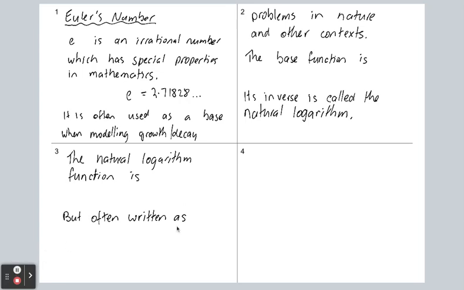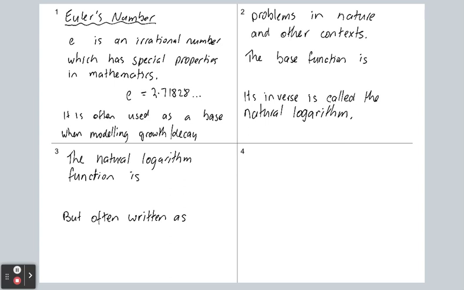Okay, so we just looked at a video which explained why e is such an important number in mathematics. They didn't talk about this in the video, but when we create models using e to the power of something, it does tend to fit a lot of natural contexts and other contexts as well. So it's used quite frequently. So you can start writing now.